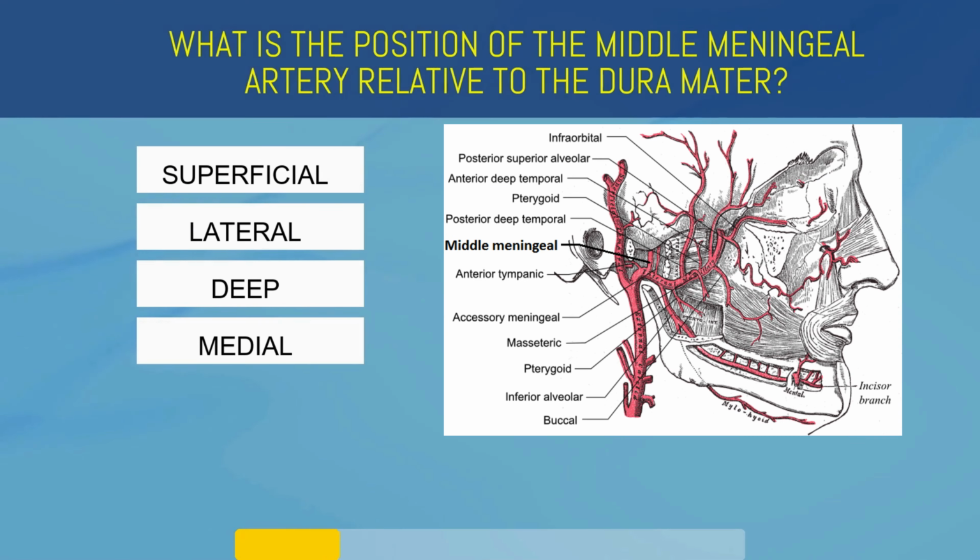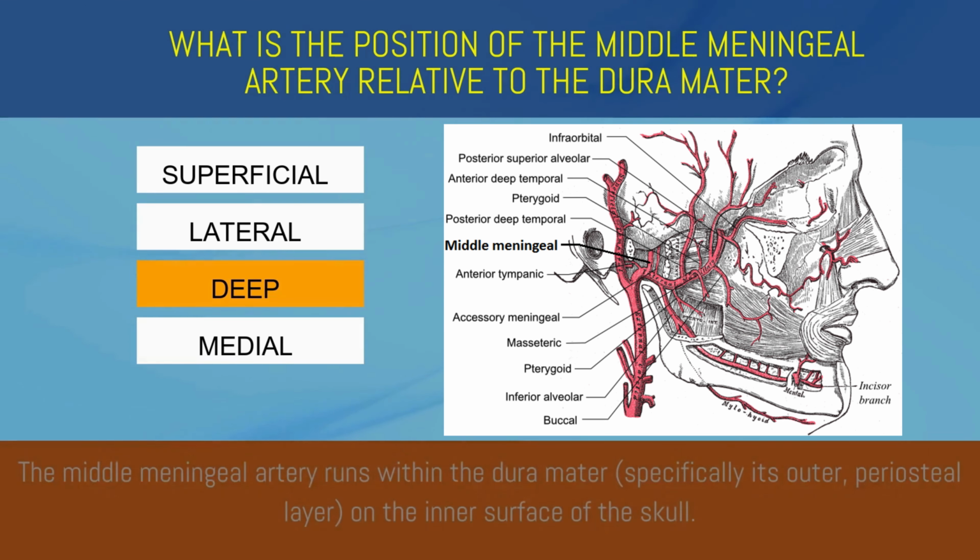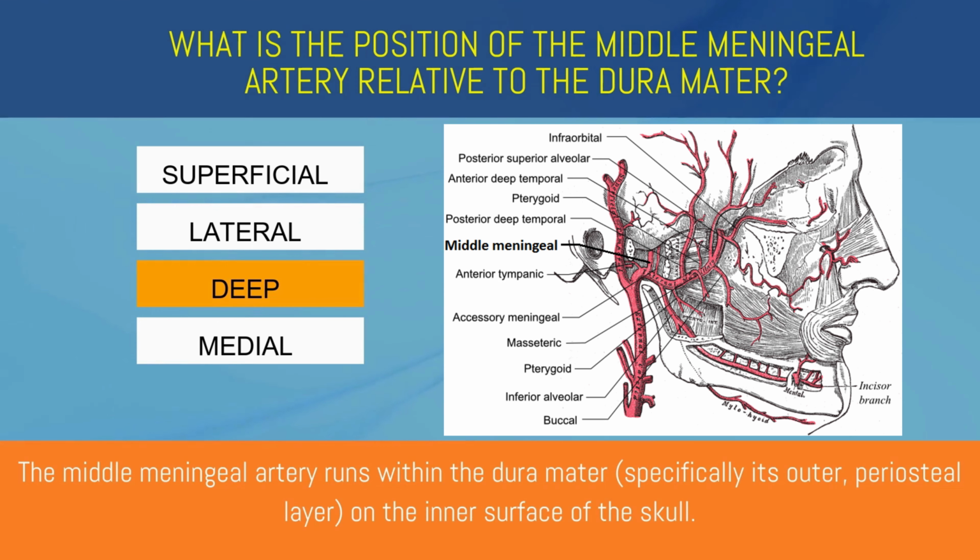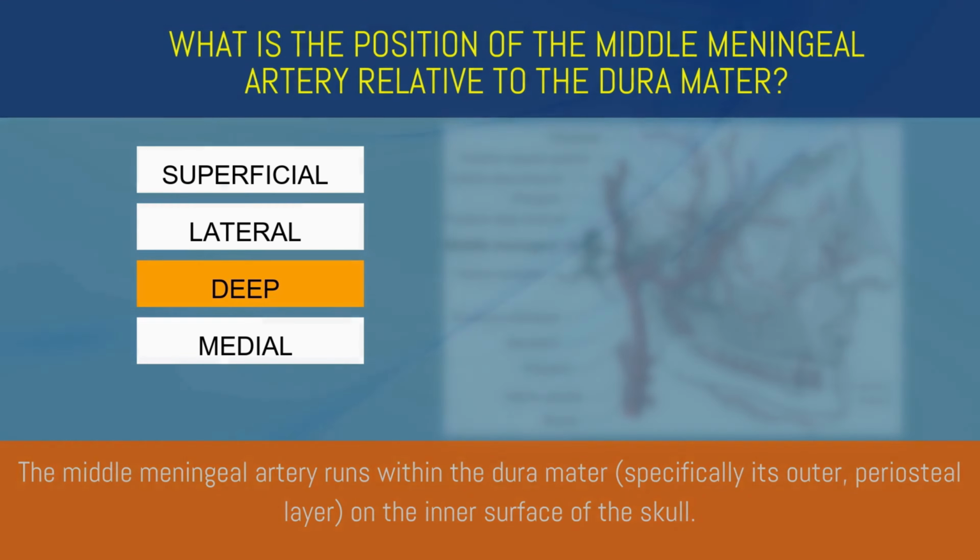What is the position of the middle meningeal artery relative to the dura mater? Superficial, lateral, deep, or medial? Deep. The middle meningeal artery runs within the dura mater on the inner surface of the skull.